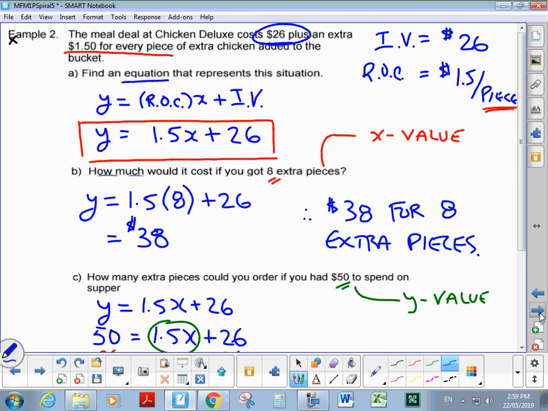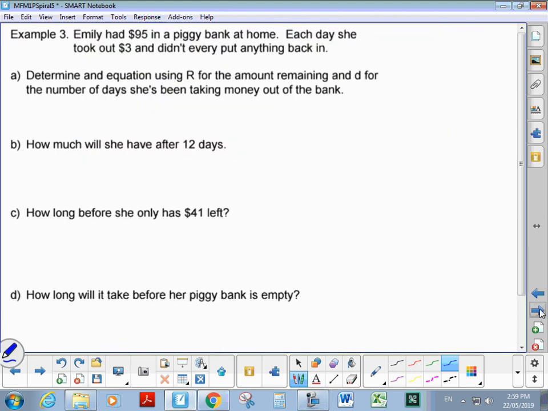Okay? Final example. So Emily has $95 in the piggy bank at home. Each day, she took out $3 and didn't put anything back in. All right? So what are we starting with? So your initial value is your starting amount. So our initial value is the $95. Now the rate of change, you got to be very careful here.